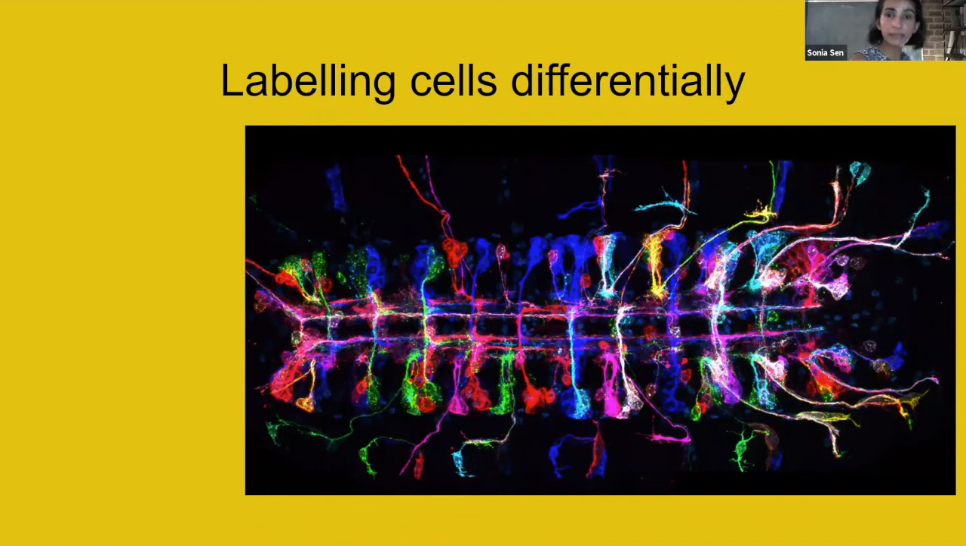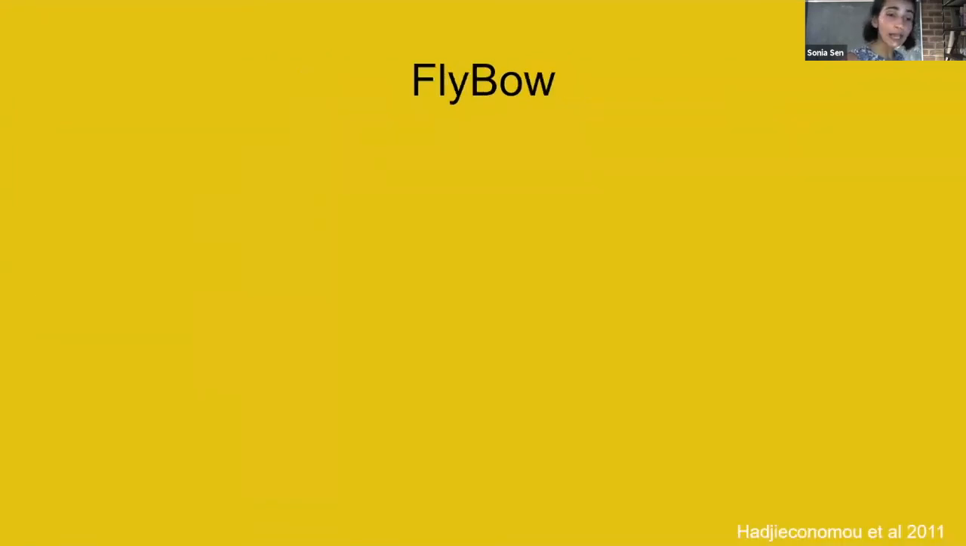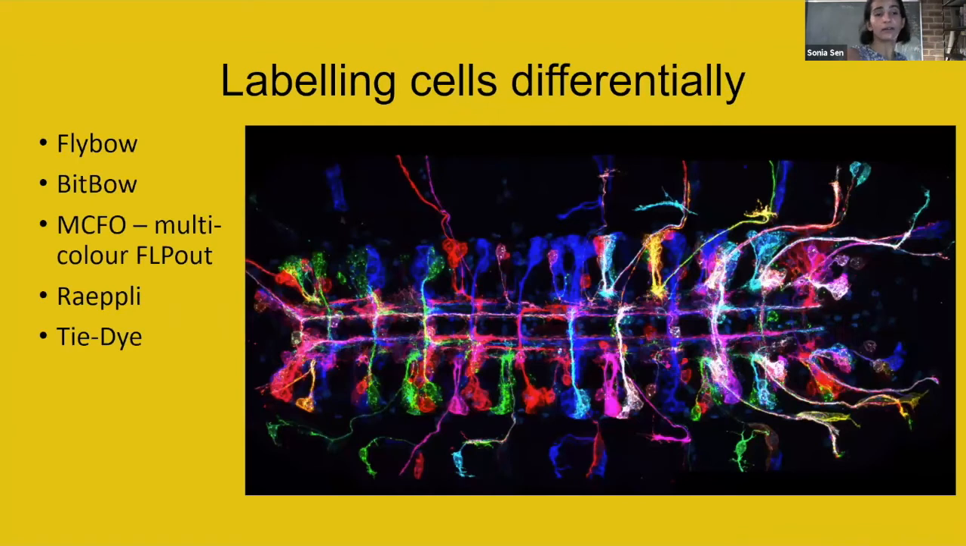And there are very many different types. So there's something called flybow, which was inspired from brainbow, which was developed in vertebrates. Then there's something called bitbow. There's something called multicolor flip out, which is actually this image that you see over here. There's something called Rapley. There's something called tie and dye. And actually there are a bunch of others, the coin flip, there's a bunch of them that people have developed as per their needs.